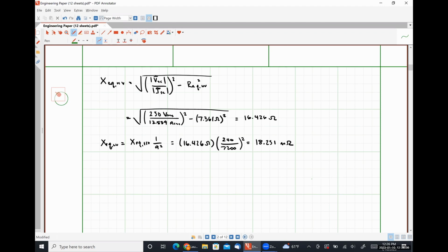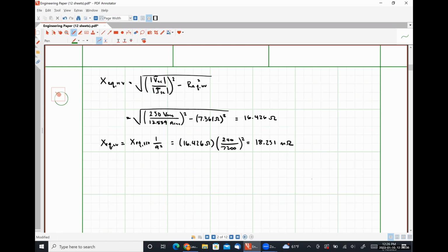I did the exact same thing that I did for the resistance. Our turns ratio A is defined to be the primary side voltage over the secondary side voltage, which would be 7,200 over 240. So when I'm dividing by A, that's the same thing as multiplying by 240 over 7,200. Since I'm dividing by A squared, I'm squaring that factor.